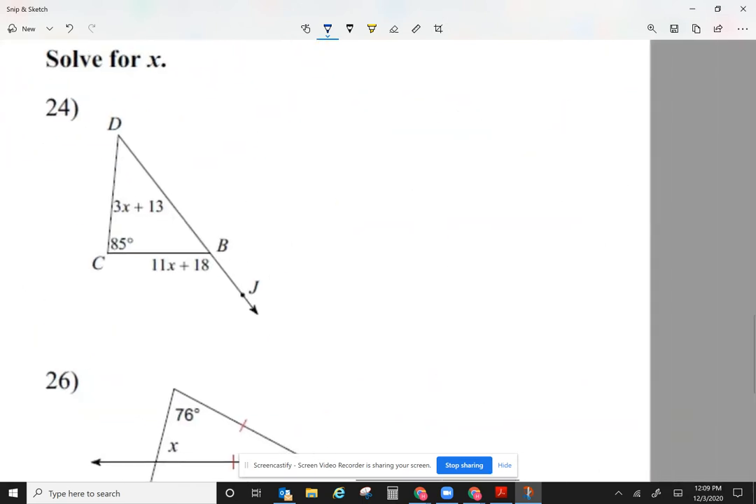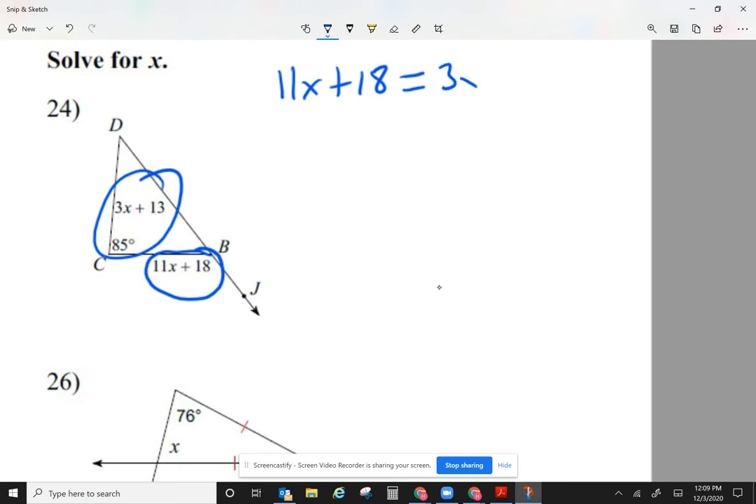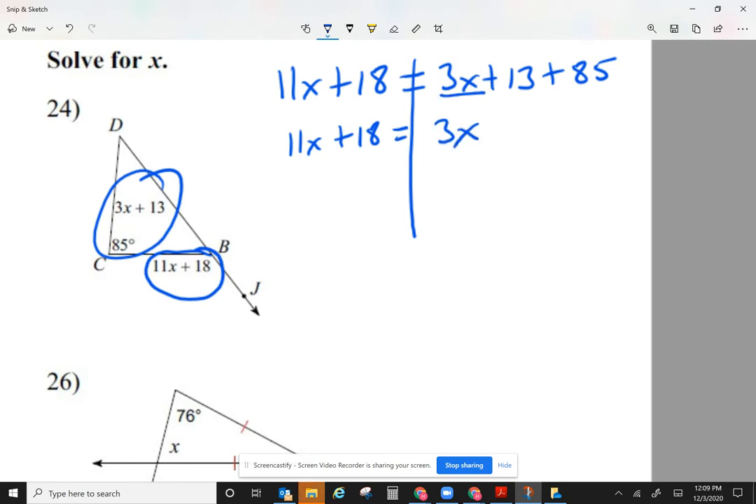The same idea could be used here. So for x, I look for the angle on the outside. The angle on the outside is by itself, so I'm going to write 11x plus 18 equals, then I'm going to add the two angles on the inside. 3x plus 13 plus 85. Let me separate them through the equal sign. The left side, there's nothing I can do. Just 11x plus 18. On the right side, I can put 3x because that's the x term by itself. 13 plus 85, I can simplify that. That's 98.